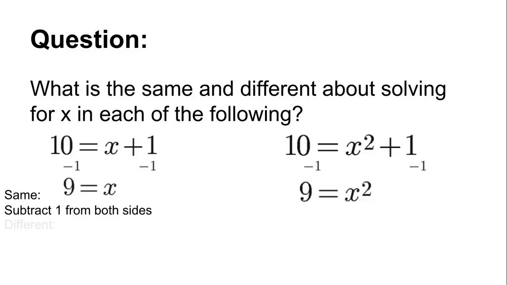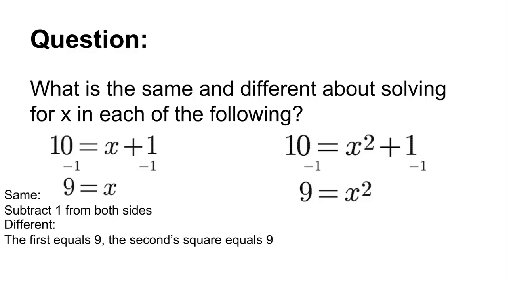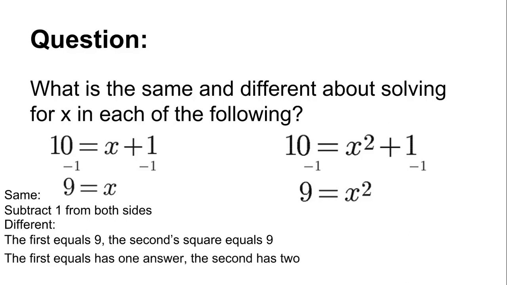Then you get 9 on both sides. You've got these obvious things like the 10 and the 1, and they become 9. What's different is that the first one is x equals 9, and the second is x squared equals 9. Something very similar is what makes them different. The first one has one answer. The second has 2.